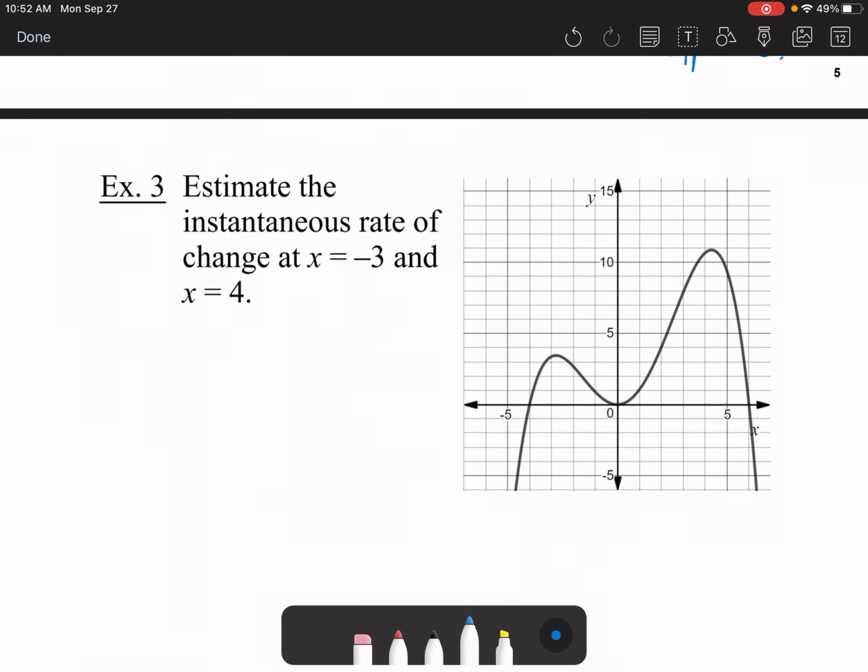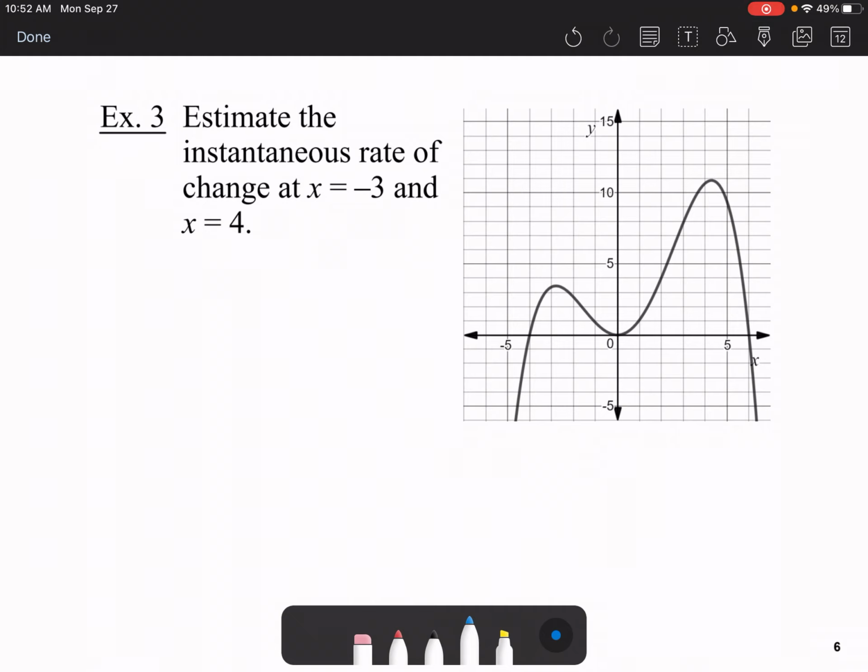Okay, so last item. Let's estimate the instantaneous rates of change here in this expression. So we're going to find the instantaneous rate of change at -3 and 4. So locate the value of x equal to -3 and x equal to 4. And then you try to draw tangent lines. Because I'm using an iPad here, I'm doing this by hand, so I hope these tangent lines are okay.